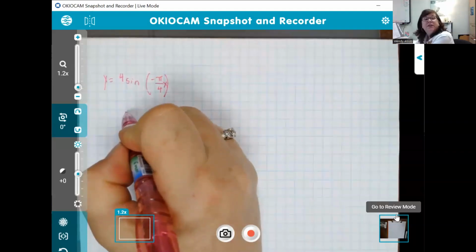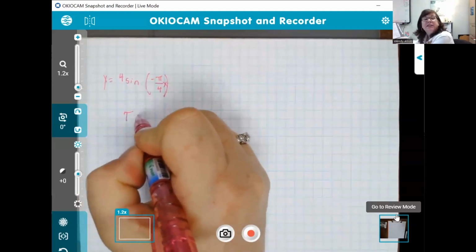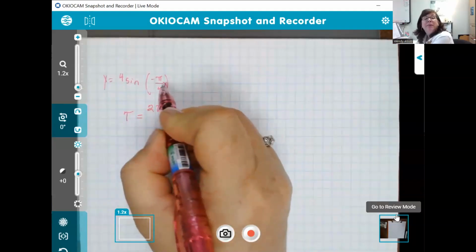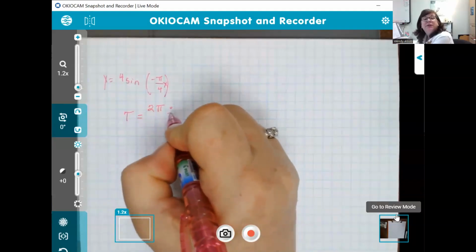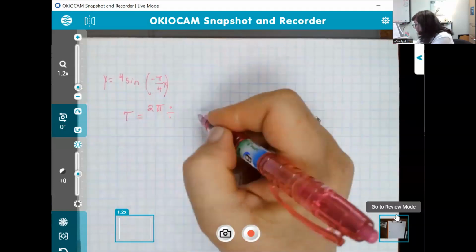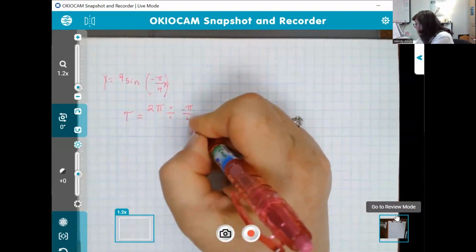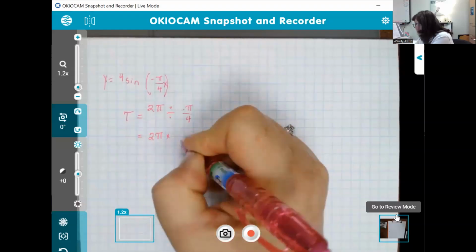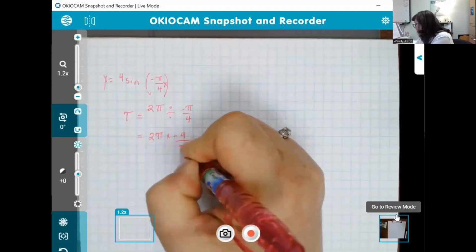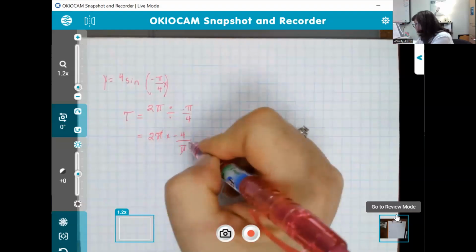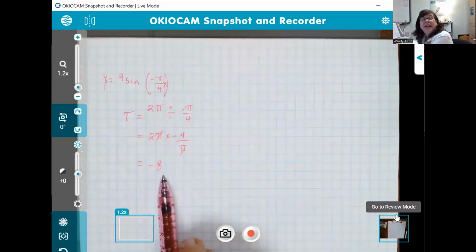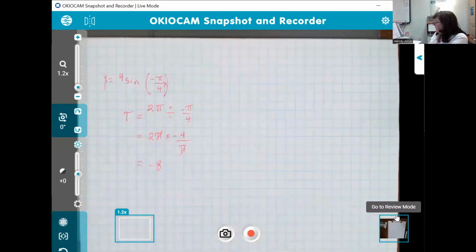The period, the letter T, is going to be 2 pi divided by the omega, the negative pi over 4. Dividing by a fraction is multiplying by the reciprocal. Look, my pi's cancel out, and I'm left with a period of -8. Well, that makes it a little bit easier to draw, right?